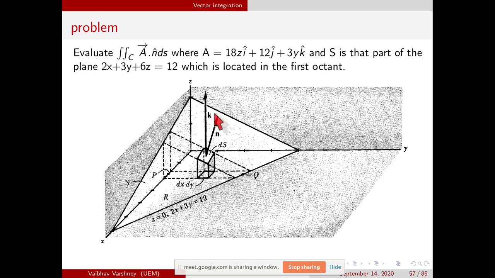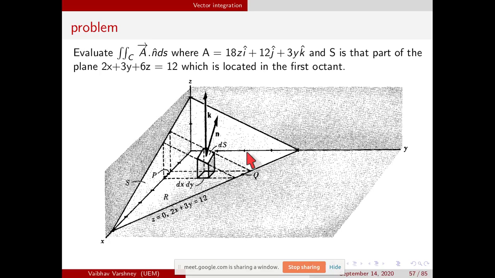Okay. So we have to calculate the surface integral of a vector, and the vector is given, and S is the part of the plane 2x plus 3y plus z, which is located in the first octant. Can anyone tell me the meaning of first octant? What is meant by first octant? Exactly, x, y, and z. First octant means x, y, z, all three will be positive.